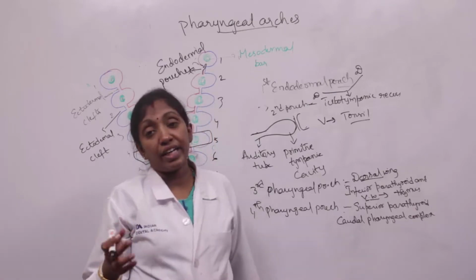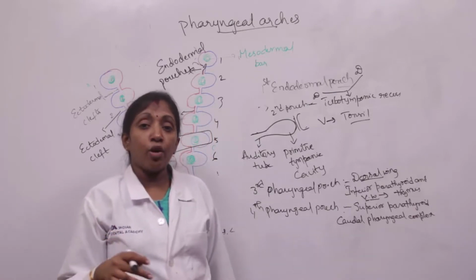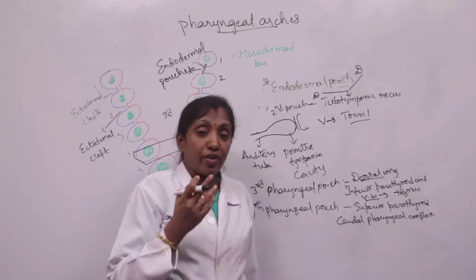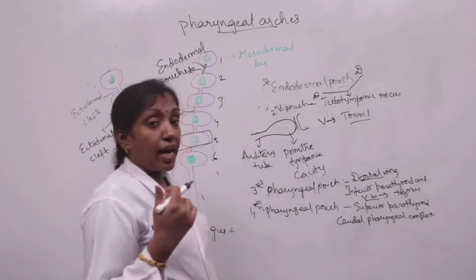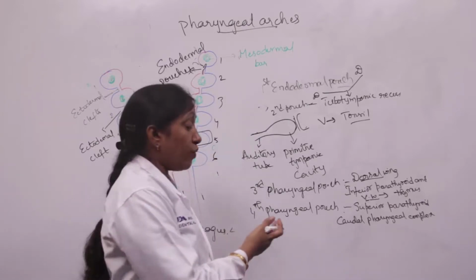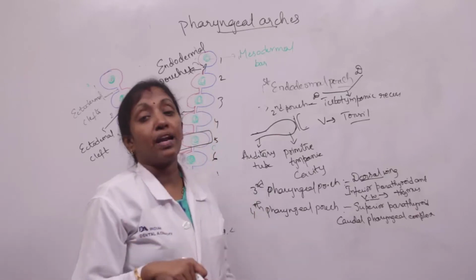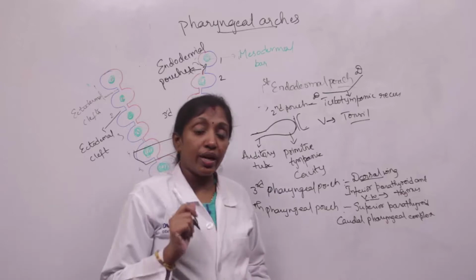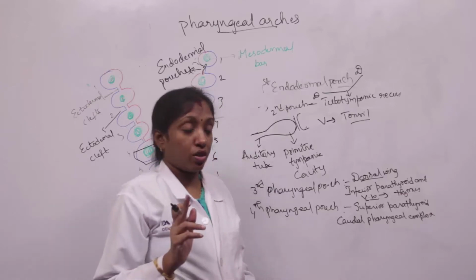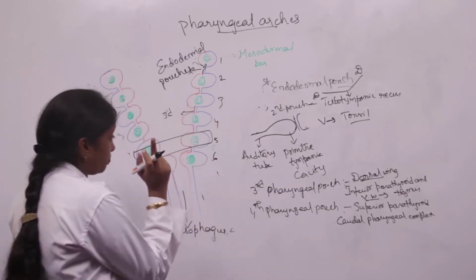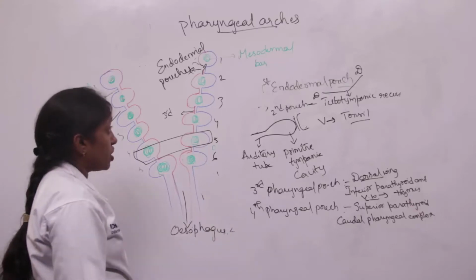And the third derivative is the ultimobranchial body. This ultimobranchial body is seen in lower vertebrates, and at one time we thought the parafollicular cells were derived from the ultimobranchial body, but the fact is these parafollicular cells are derived from the neural crest in origin. Okay, so that's about the pharyngeal pouches.